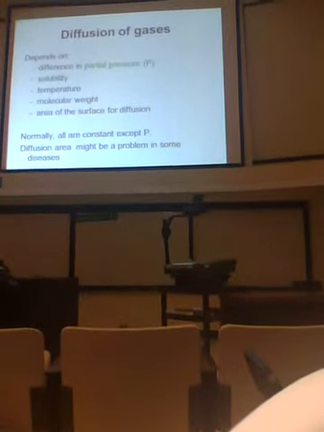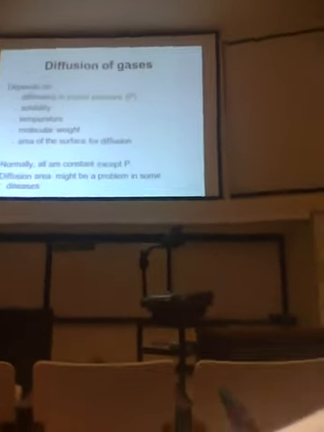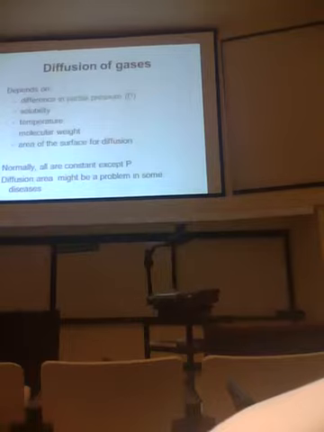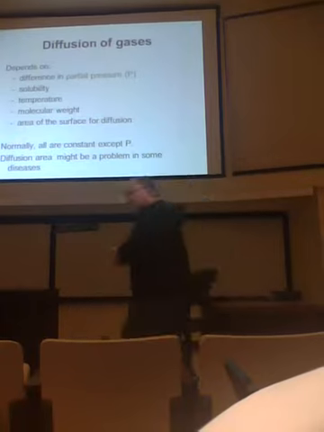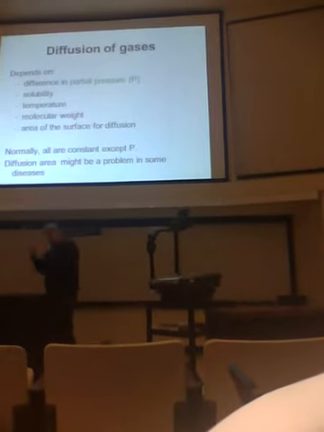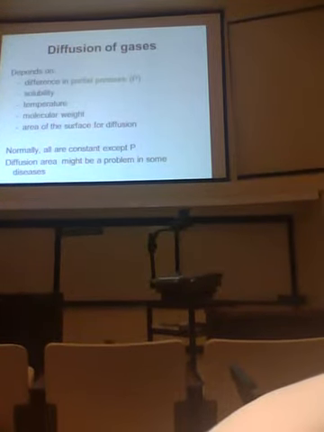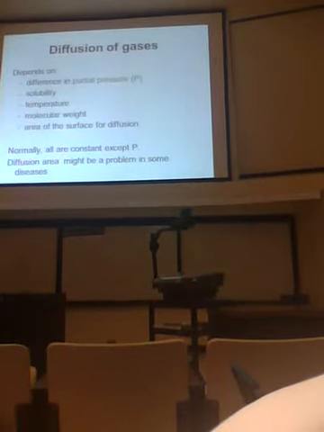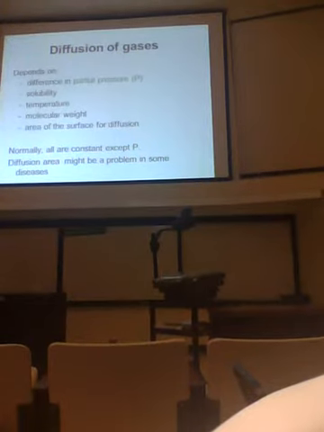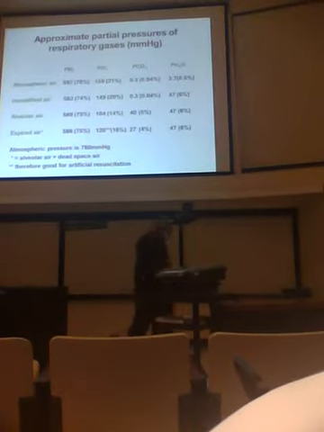Diffusion area might be a problem in some of these diseases that I've talked about. Remember we talked about emphysema, where the walls between the alveoli break down. And so you haven't got a full complement of alveolar walls, you haven't got a full complement of respiratory membrane with which to exchange the gases. So in some diseases, the diffusion area might be an issue. But for most cases, what the main issue is are the differences in partial pressures of the different gases in different places. So let's have a look at partial pressures of gases in different places.